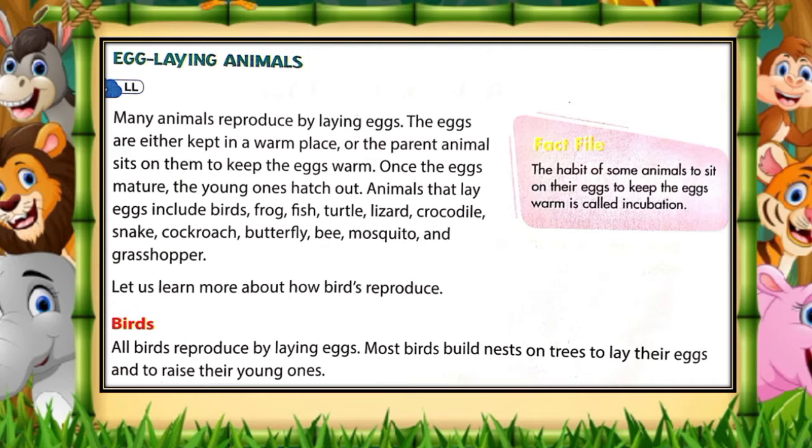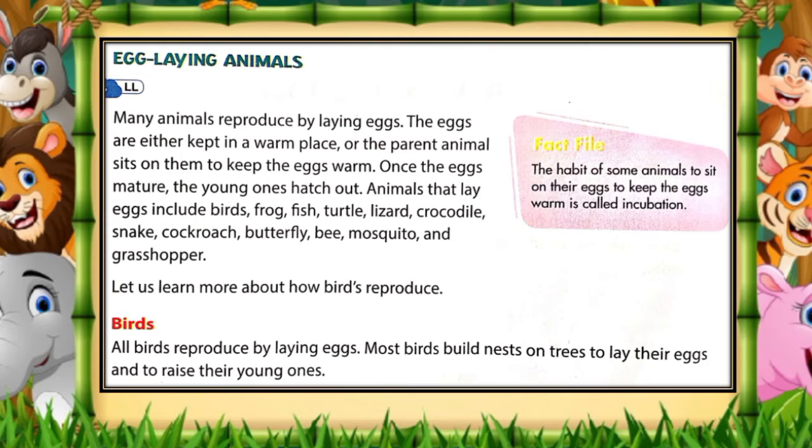Animals that lay eggs include birds, frog, fish, turtle, lizard, crocodile, snake, cockroach, butterfly, bee, mosquito and grasshopper. And birds are warm-blooded animals and they also lay eggs.